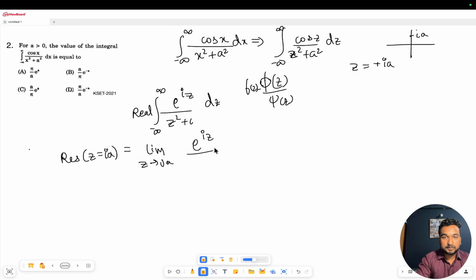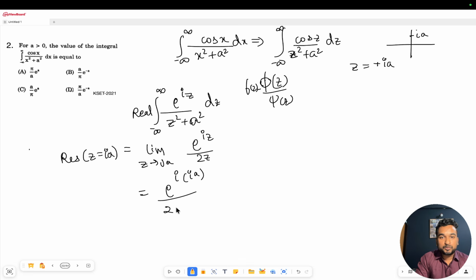Here it is, a square. Okay, so differentiation of this, a is a constant, so it will be 2z. Okay, simple. So just write it down. What we have to do? Substitute the value of z equals iota a in this equation. What you will get? E to the power iota into iota a upon 2 iota a.